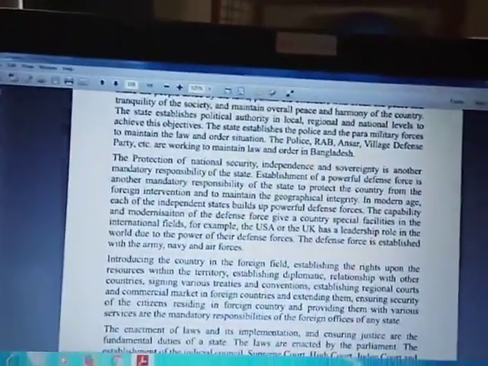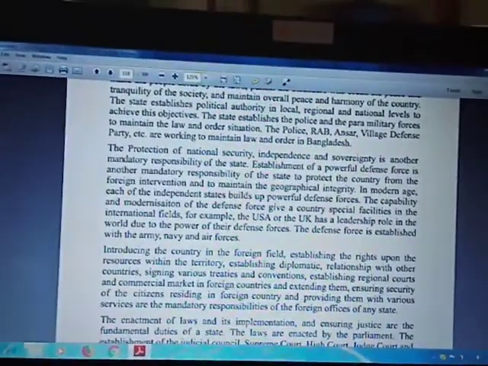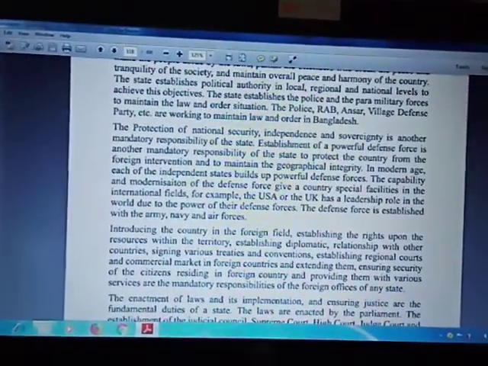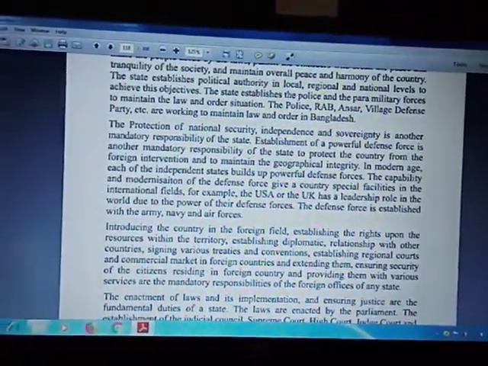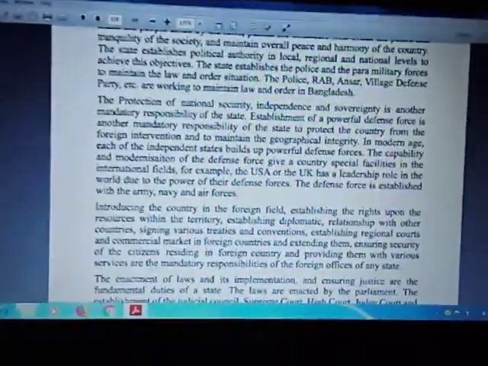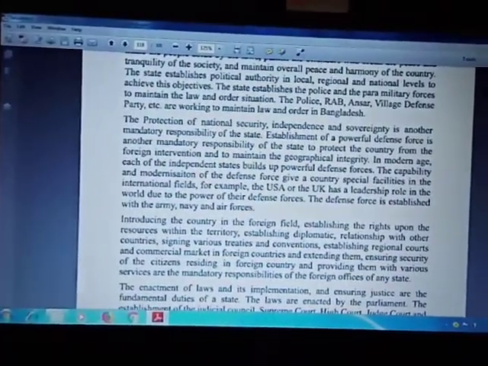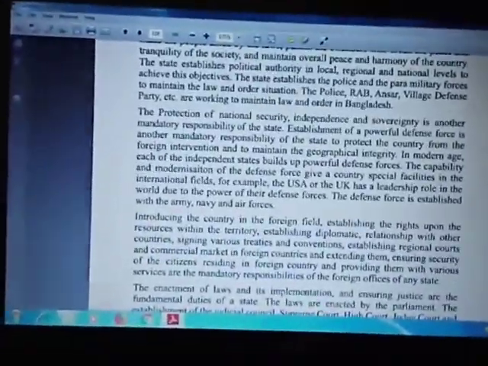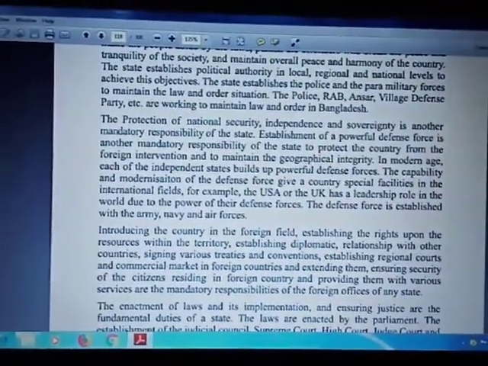Establishment of a powerful defense force is another mandatory responsibility of the state, to protect the country from foreign intervention and to maintain geographical integrity. In the modern age, each independent state builds a powerful defense force, like America, UK, France. The capability and modernization of the defense force give a country special facility in the international arena. For example, the USA or the UK has a leadership role in the world due to the power of their defense force.